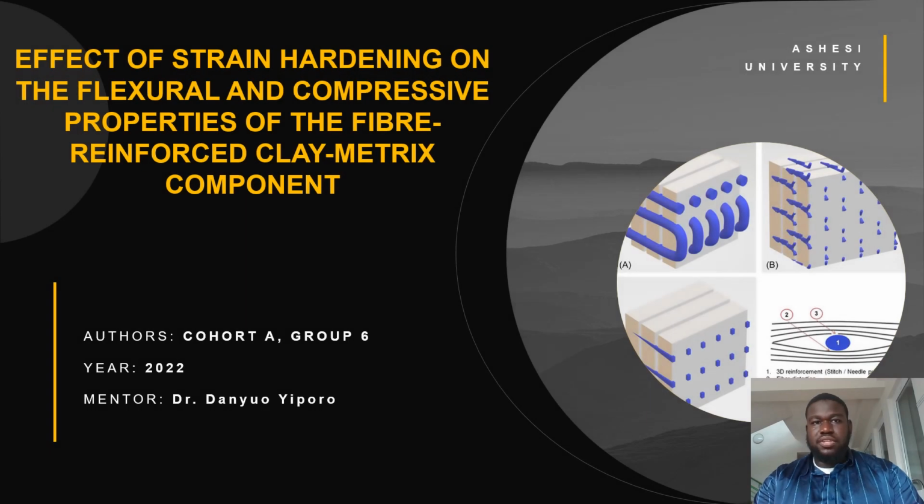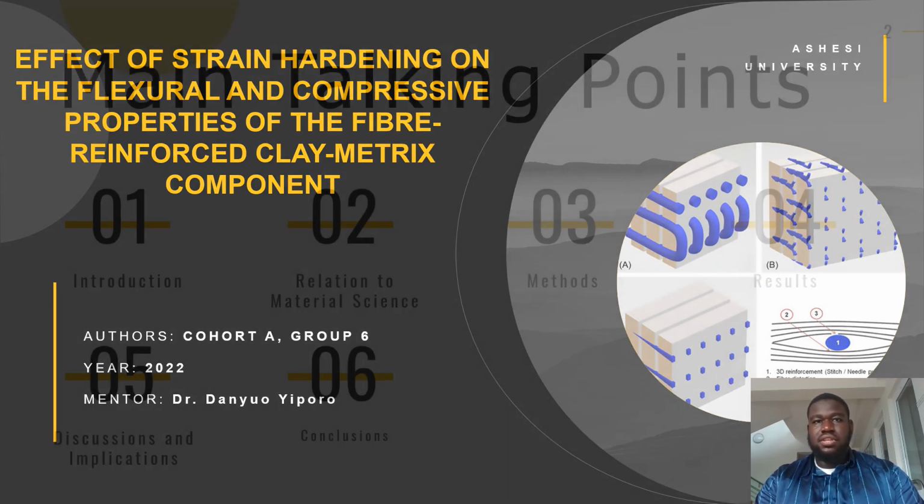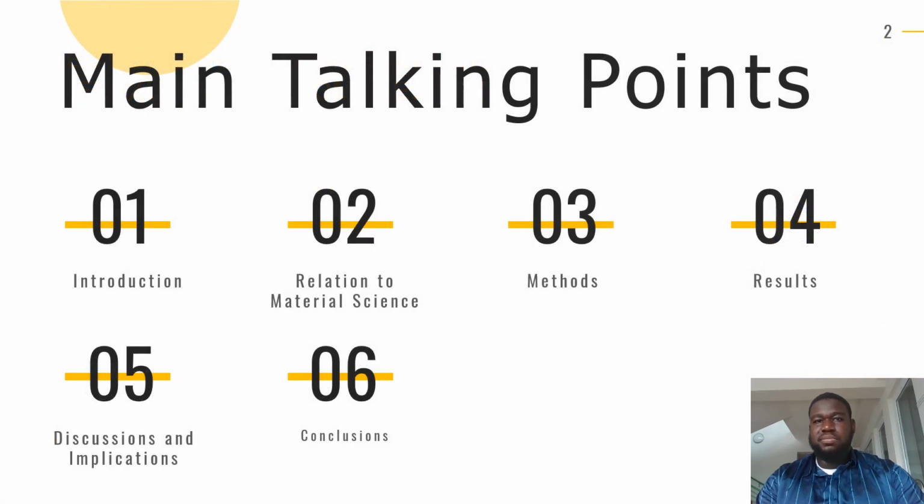Good evening, we are Group 6 and we are presenting on the effects of strain hardening on the flexural and compressive properties of the fiber reinforced clay matrix components. In this presentation, we will have six main talking points, which are the introduction, the relation to material science, the methods, the results, the discussions and implications, and lastly, the conclusions.